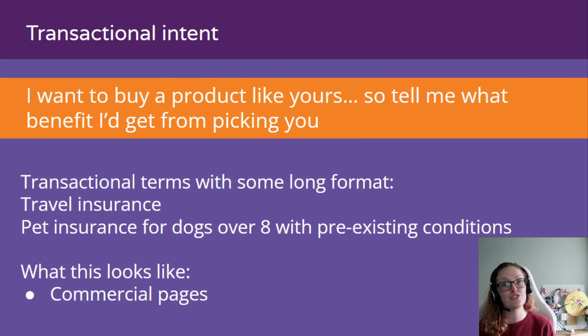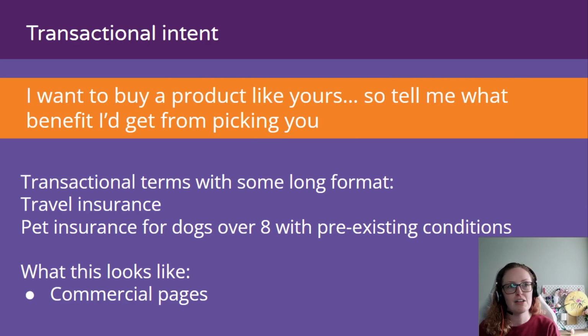The next one up is transactional intent. That's where someone wants to buy a product like yours. It might not necessarily be your product, but they are looking for something like what you sell. So that's where you need to make sure that you are telling people what benefit they'd get from picking you over picking somewhere else. These could be really short queries like travel insurance, not really a question, or something that's a really long tail query like pet insurance for dogs over 8 with pre-existing conditions.